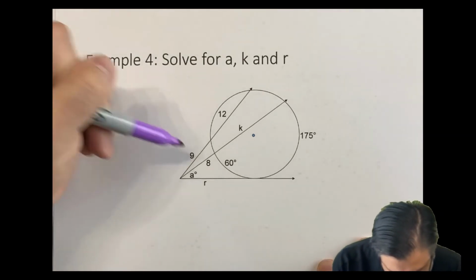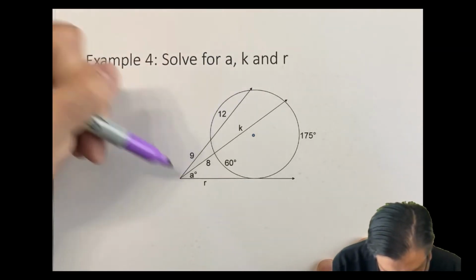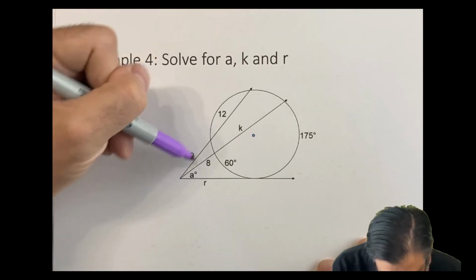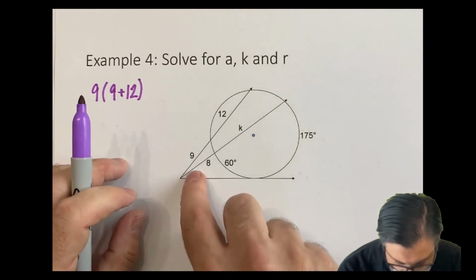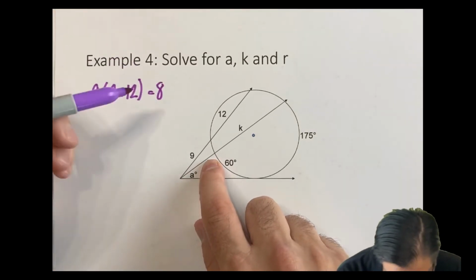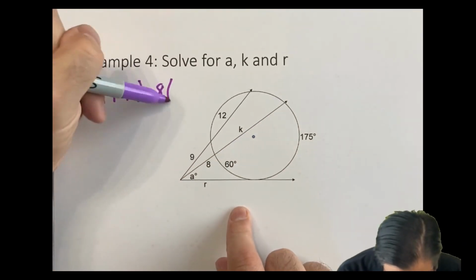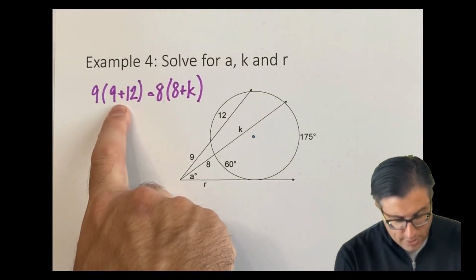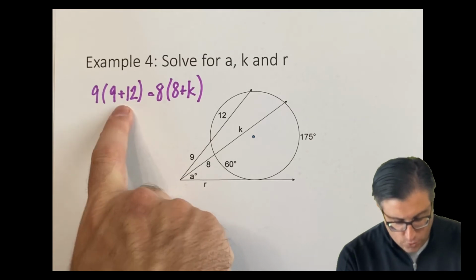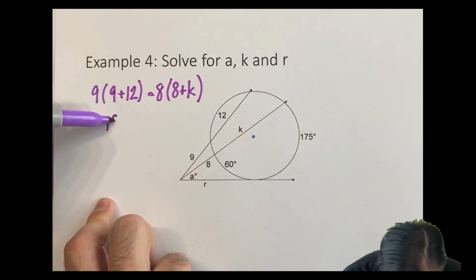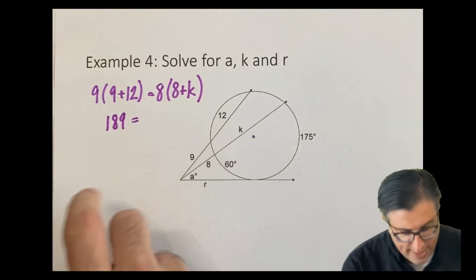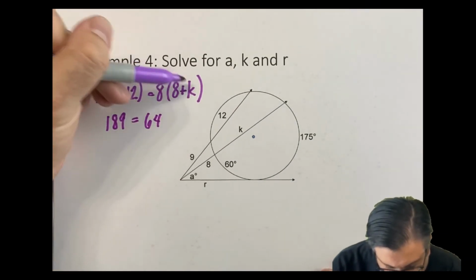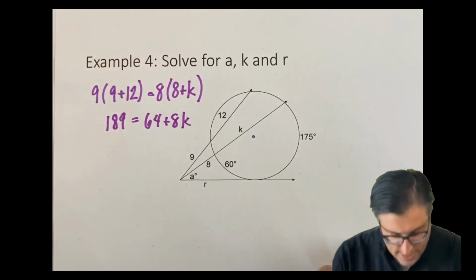9 is the outside. 9 and 12 are the entire length. 8 is the outside. 8 and K is the entire length. Well, 9 plus 12 is 21. 21 times 9 is 189. That equals, distribute 8 times 8 to be 64. 8 times K is 8K.